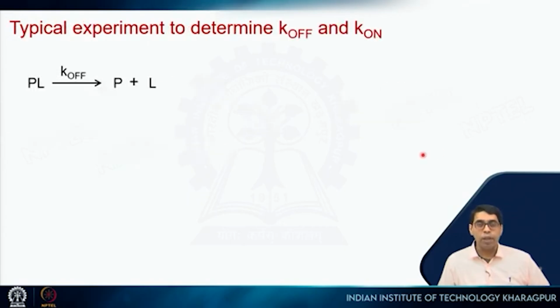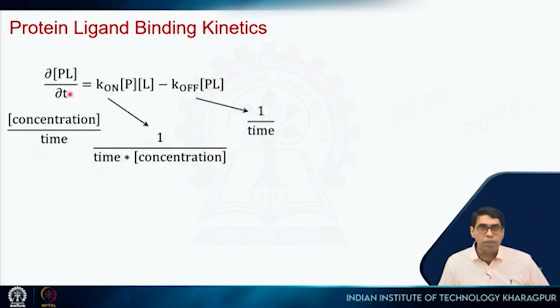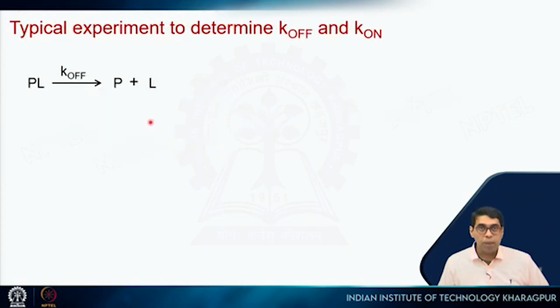Okay. And then if you put these dimensions here, you will get the same equation back. So, what is a typical experiment to determine the on and off rate for a protein ligand interaction? This is our guiding equation. So, we have the ligand. Let me just go back and show you this. So, protein ligand concentration is this. You see that the protein ligand complex is destroyed by this off rate, right. So, this is the reverse reaction. The protein ligand complex is getting destroyed by the off rate and you are getting protein plus ligand, right.